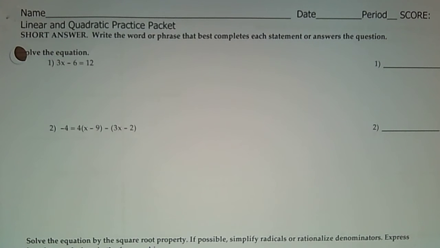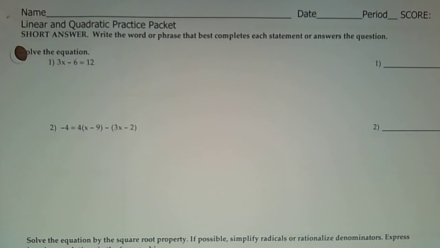All right, so here's your linear and quadratic practice packet. I hope you find this simple, but we're going to do it together. Anyways, so question number 1.